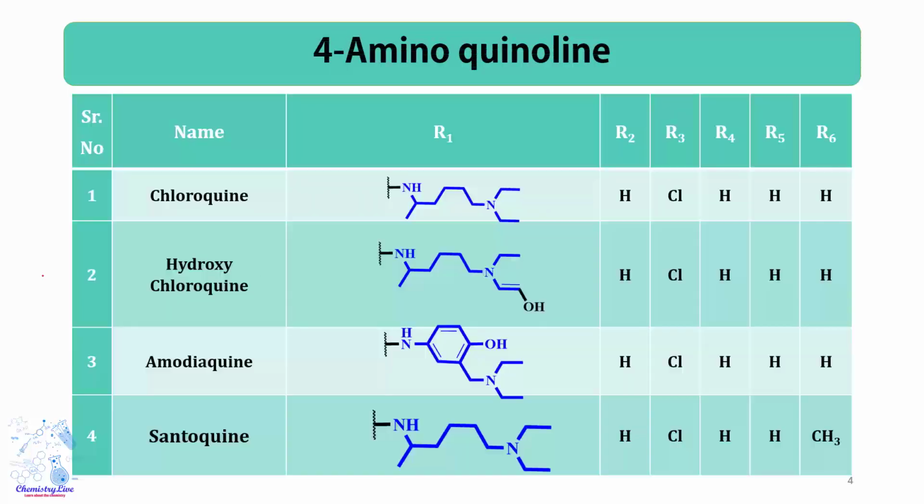Here we see chloroquine, hydroxychloroquine, amodiaquine and santoquine. In these, the R1 position is here, with 1, 2, 3, 4, 5 carbons. Here the R1 position has 1, 2, 3, 4 carbons. So all of them, except amodiaquine, have a 5-carbon side chain. And the only change in santoquine is the CH3 group. So what is the difference when you add a CH3 group? We already discussed it in the structure activity relationship.